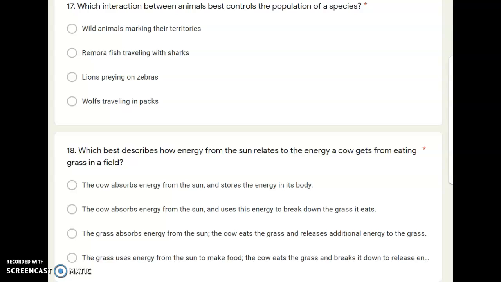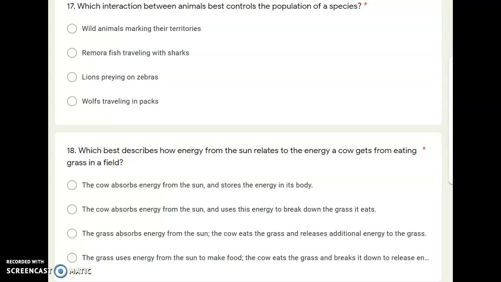Number 17, which interaction between animals best controls the population of a species? Choice 1, wild animals marking their territories. Choice 2, remora fish traveling with sharks. Choice 3, lions preying on zebras. Choice 4, wolves traveling in packs.